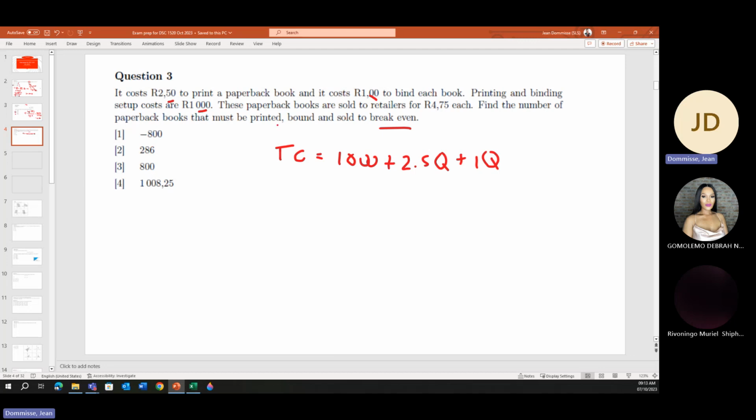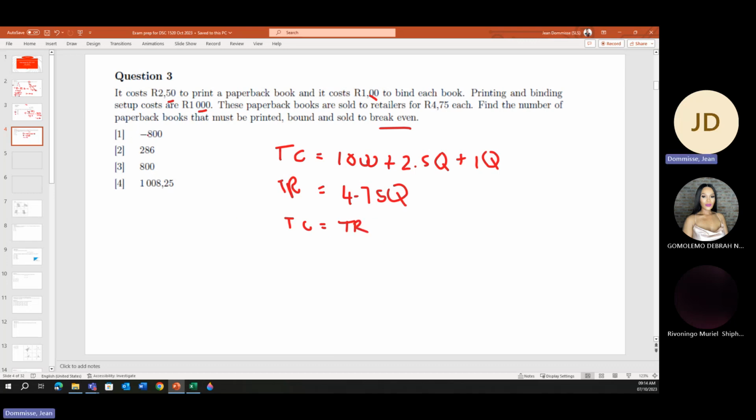Then they tell us these paperback books are sold to retailers for R4.75, so we've got a total revenue of R4.75 times Q. Find the number of paperback books that must be printed, bound, and sold to break even. For break even, we know that total cost must be equal to total revenue.